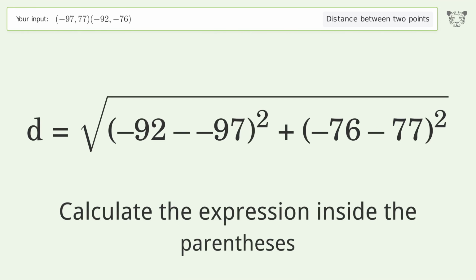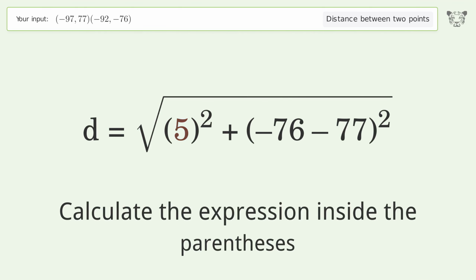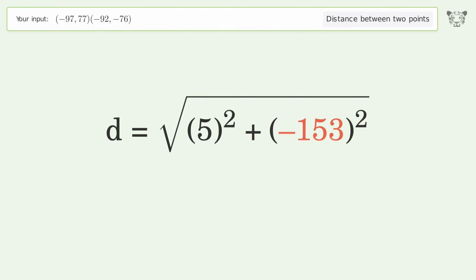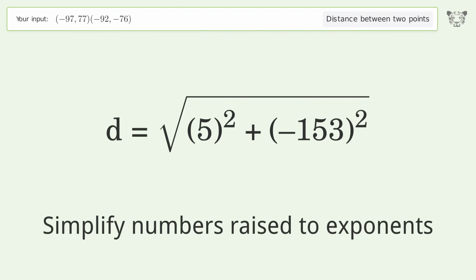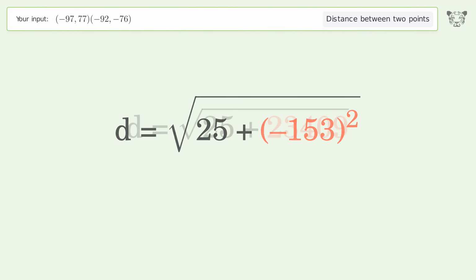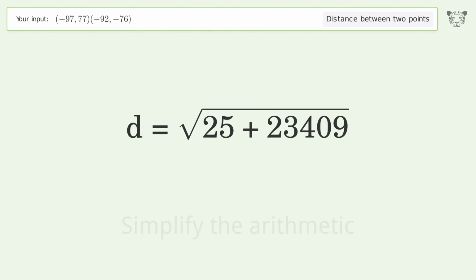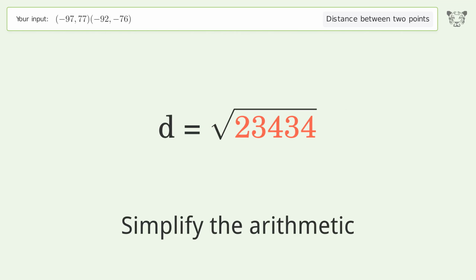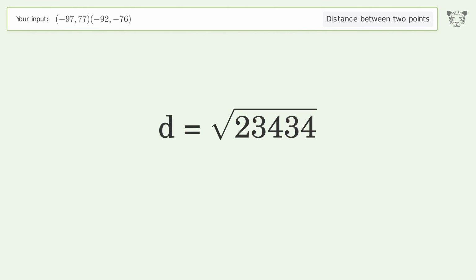Calculate the expression inside the parentheses. Simplify numbers raised to exponents. Simplify the arithmetic. And so the distance between the 2 points is the square root of 23,434, or 153.082.